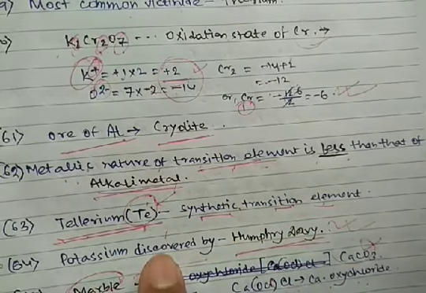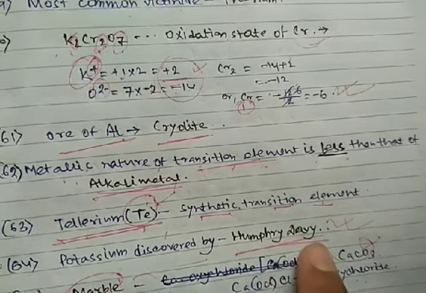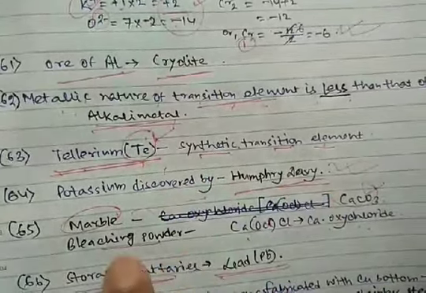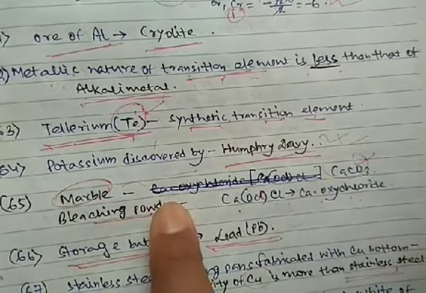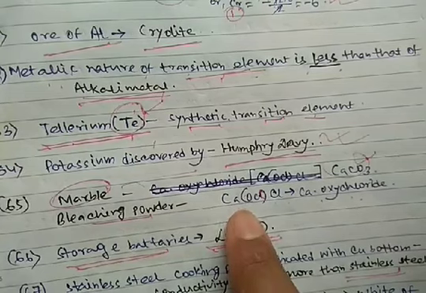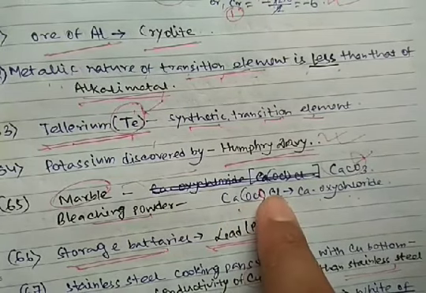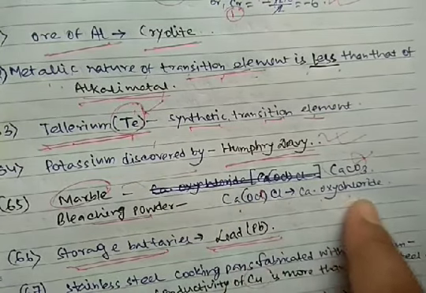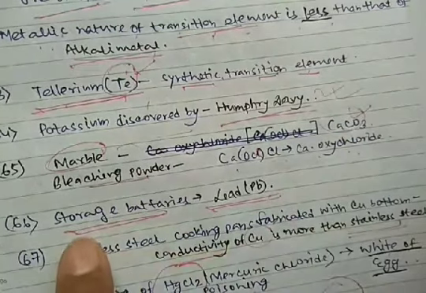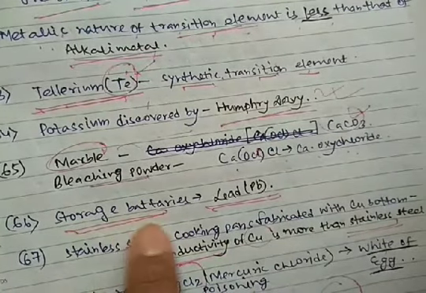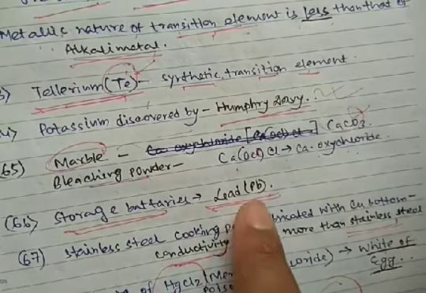Potassium was discovered by Sir Humphry Davy. For the marble, the formula is calcium carbonate, CaCO3. And for bleaching powder, the formula is CaOCl2, that is calcium oxychloride. Now next, in the storage batteries we use lead.